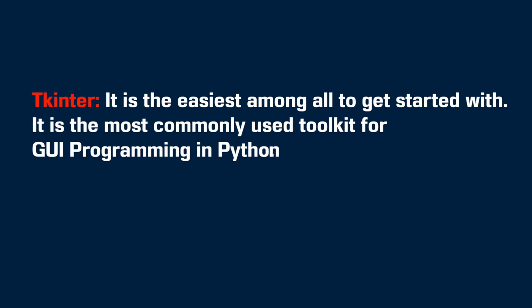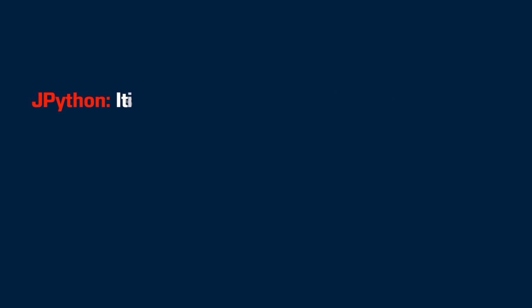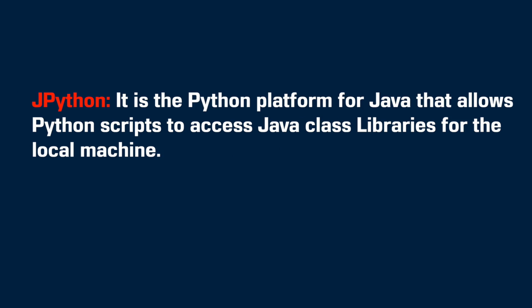Python offers multiple frameworks for developing GUI applications. Some of them are tkinter. It is the easiest among all to get started with. It is the most commonly used toolkit for GUI programming in Python. JPython. It is the Python platform for Java that allows Python scripts to access Java class libraries for the local machine.